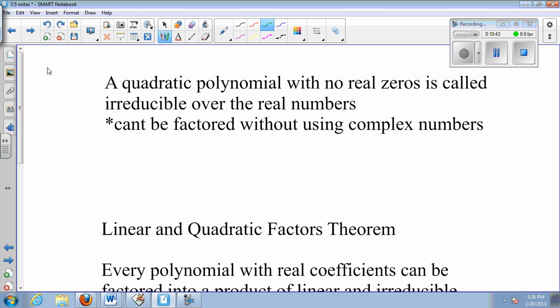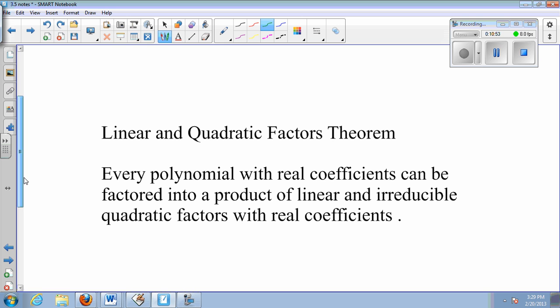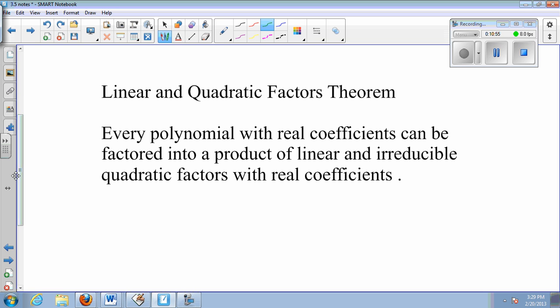Okay, a quadratic polynomial with no real zeros is called irreducible over the real numbers. It cannot be factored without using complex numbers. So we have the linear and quadratic factors theorem. Every polynomial with real coefficients can be factored into a product of linear and irreducible quadratic factors with real coefficients.